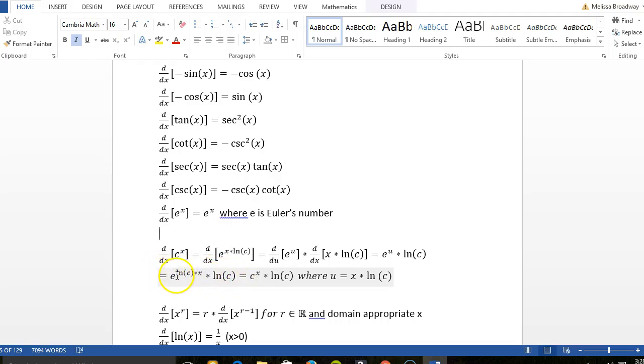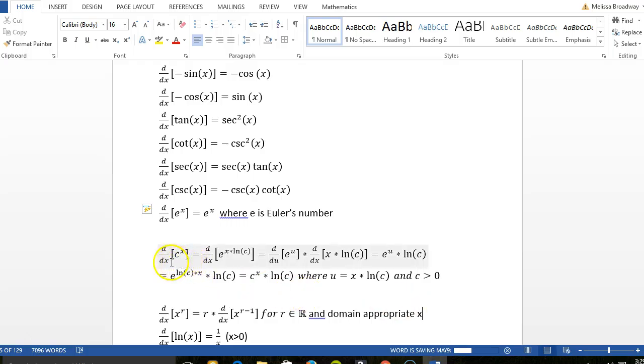But remember, you've got to replace e to this for what it is. You need to resimplify e to the x ln c back to c to the x. Okay? So you get c to the x, where u equals the ln of c, and I need to put c is greater than 0, because we wouldn't want 0 and we would not want a negative either. So that's how you handle something like 2 to the x.